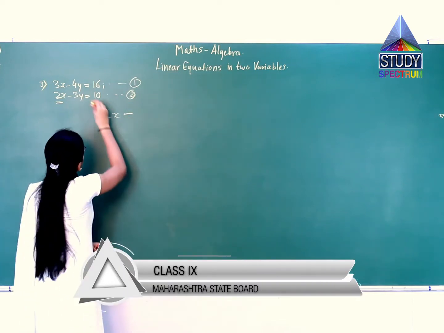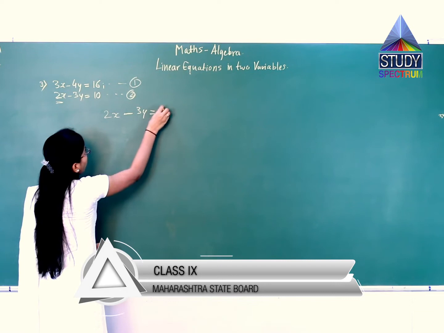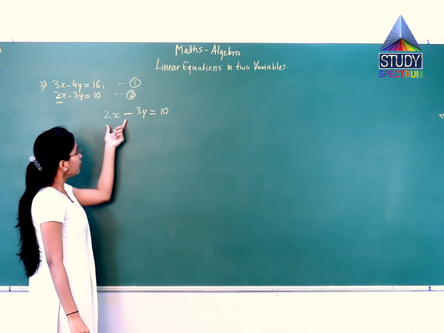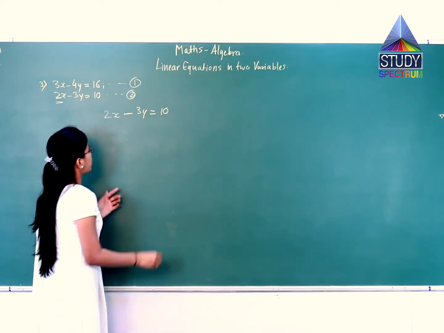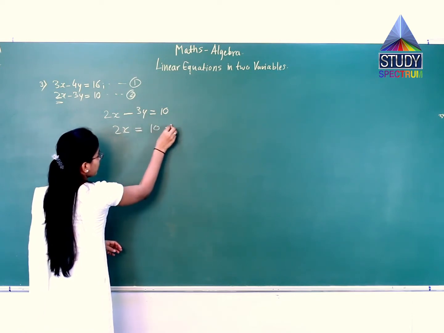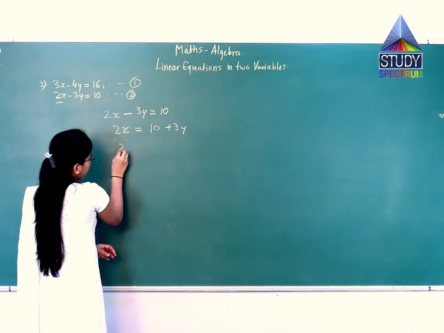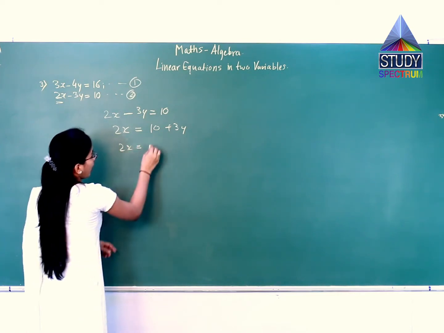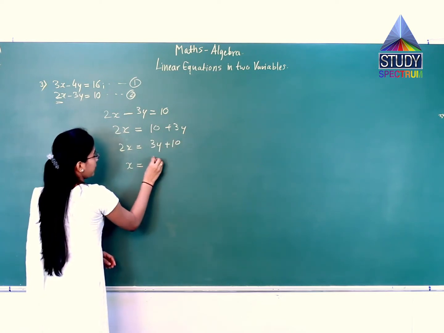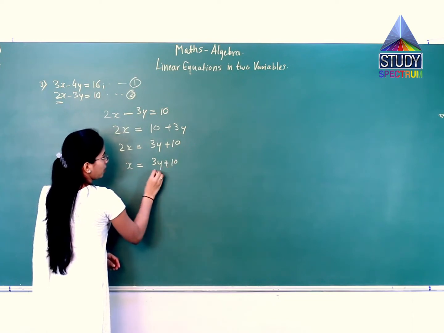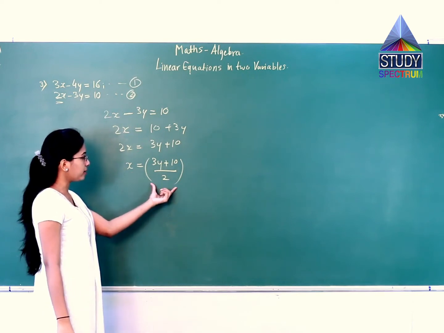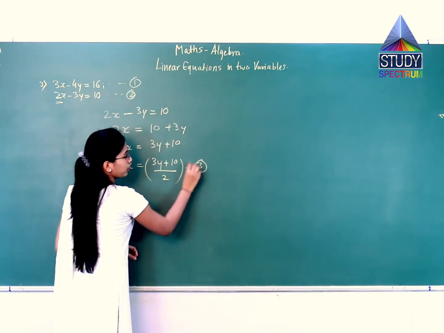So equation number 2 I will rewrite here, and now since 2 is the smallest coefficient here, we can derive this equation in the form of x. So 2x as it is, so 3y will get added, so 10 plus 3y. Then 2x is equal to, I can write 3y plus 10, variable first, so x will be 3y plus 10 upon 2. So I got the value of x like this. Now this is my equation number 3.